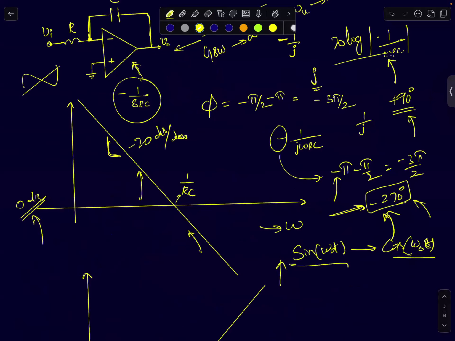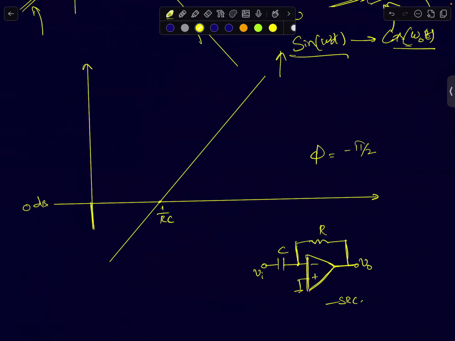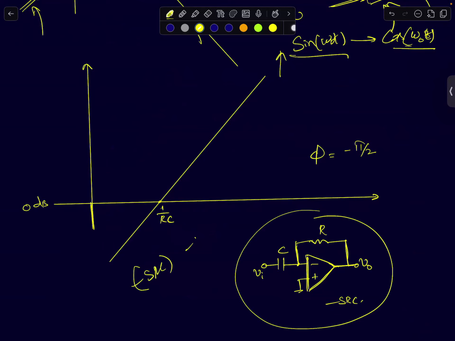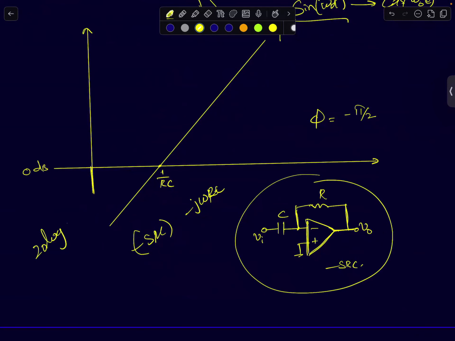Okay. Let's come back to this result. The second one is an ideal differentiator, inverting differentiator, minus SRC. This transfer function will be minus j omega RC. The magnitude response will be 20 log of omega RC. Now, log of 0 is minus infinity, since log of 0 can be seen as 10 power minus infinity. This function will increase linearly with log of omega, so it can be written as 20 log of omega plus 20 log of RC.